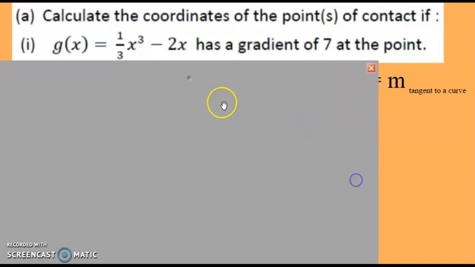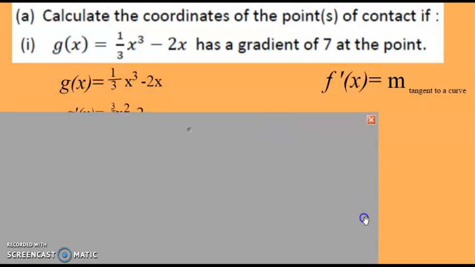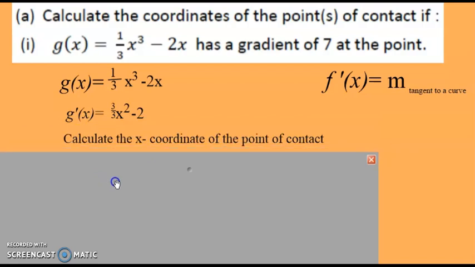So let's look at the function that is given. g of x is equal to a third x to the power of 3 minus 2x. So the derivative of this function, g dash x, is equal to the exponent 3 multiplied with the coefficient a third, which gives me 3/3, and then 3 minus 1 is 2, and 1 multiplied by 2 gives me negative 2. So the derivative can be seen as x squared minus 2.